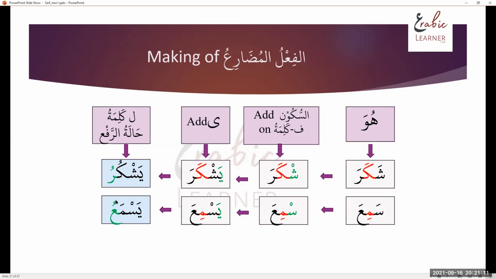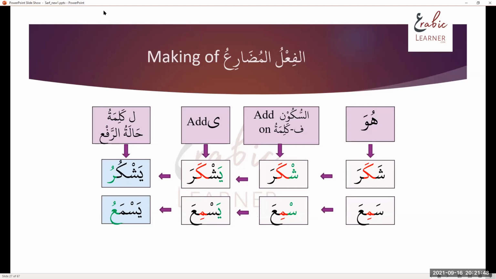Now I'm taking you step by step. I'm not jumping directly. So first, these two things are easy to understand: putting sukun on fa kalima and putting dhamma on lam kalima. This is for Thulathi Mujarrad. Thulathi Mujarrad are those fi'l which take only 3 root letters in the Hua version of Maadhi. Okay, no extra letters in that. So this is Sami'a became Yasma'u.